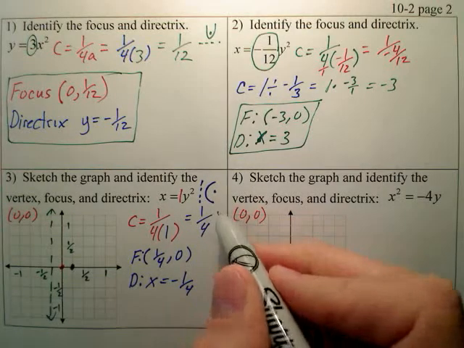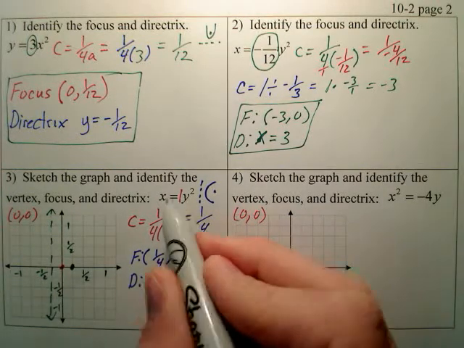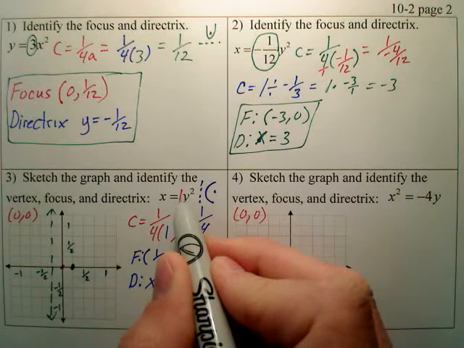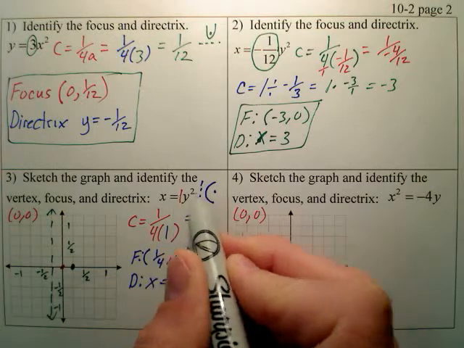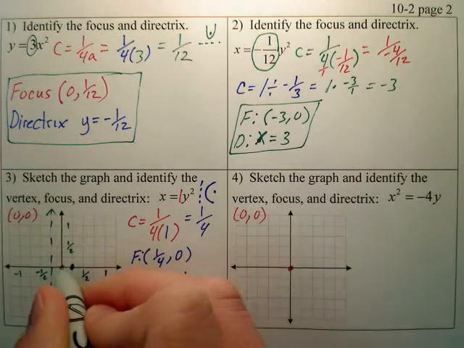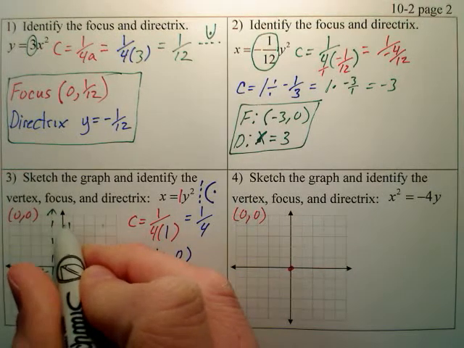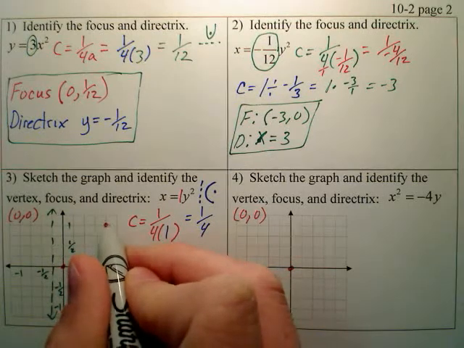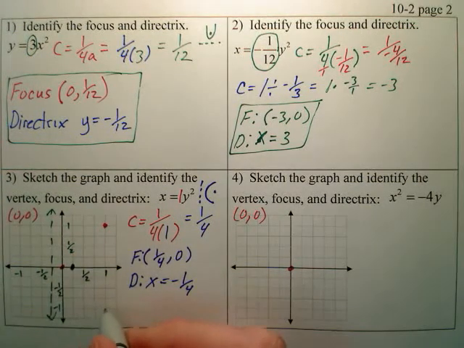I know it's going to this side. The first and easiest way is to look at this a value of 1. What that means is I'm going to go up and down 1, and then out 1, and it's to the right. So from the vertex, I'm going to go up 1, and then out 1. I'm going to go down 1, and then out 1.